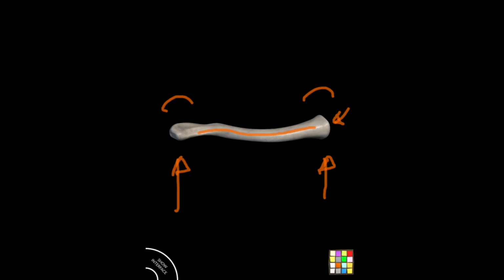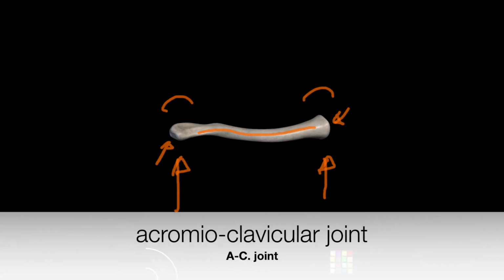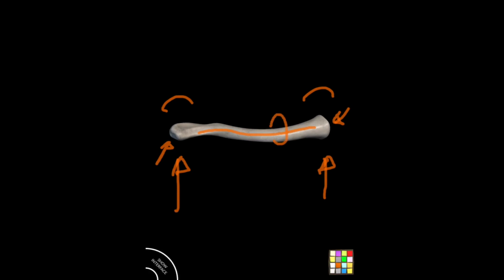And the lateral articular facet, which we can see here, attaches to the acromion process of the scapula, and that forms the acromio-clavicular or AC joint laterally. Most of the shaft of the clavicle has this cylindrical appearance, but it does become progressively more flattened over its lateral third.